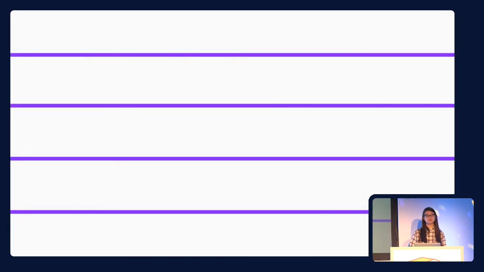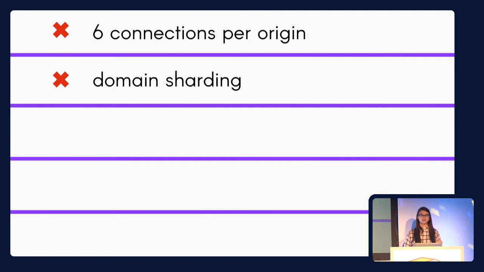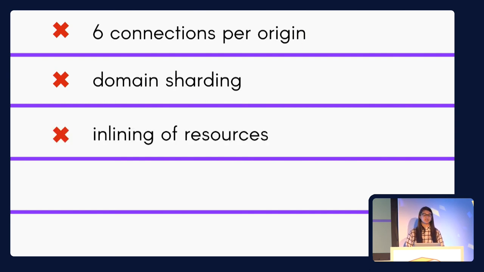Taking all of our previous best practices slash hacks, how do they translate in the world of H2? So due to multiplexing, we no longer need 6 connections per origin. One single connection is enough. Hence, domain sharding, used in the past to allow more than 6 connections to be used to fetch resources on a web page, doesn't make any sense anymore. Inlining critical resources also might not be necessary because of multiplexing and push promise. Plus, we can cache those resources.